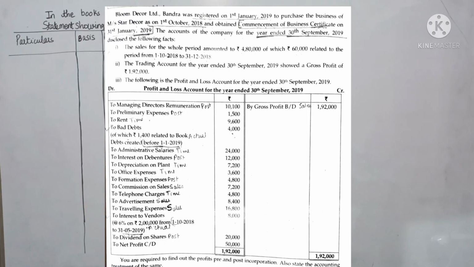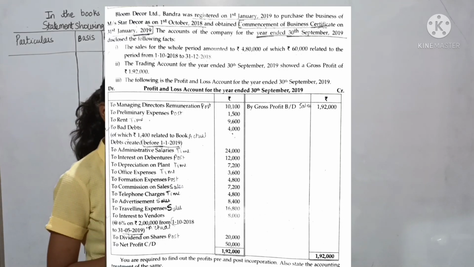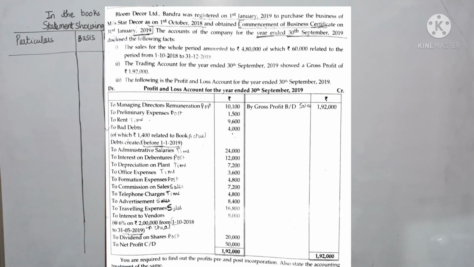In question number 2, it is given that Blooms Decor Limited Bandra was registered on 1st Jan 2019. That means Blooms Decor Limited was incorporated on 1st Jan 2019 to purchase the business of Star Decor as on 1st October 2018 and obtain the commencement of business certificate on 1st July 2019. The accounts of the company for the year ended 31st September 2019 disclose the following facts.